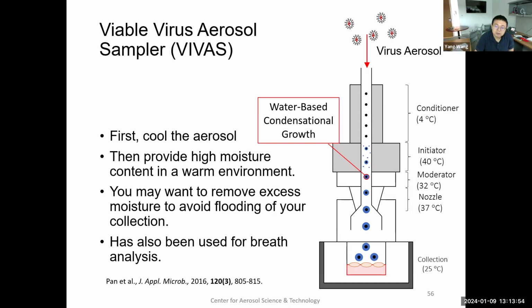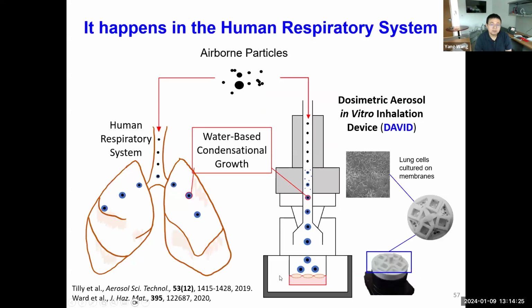So we could use the water condensation method, where you can first cool the aerosols and then warm them up. If you warm them up, then the water diffuses faster, and can grow onto these droplets. And then you may want to remove the excess moisture, to remove the extra water from the droplet growth, and then they can be further deposited onto cells or onto a petri dish where you can do further analysis of the pathogens. You could also use that for simulating, or to understand, the toxic effect of the aerosols, right?